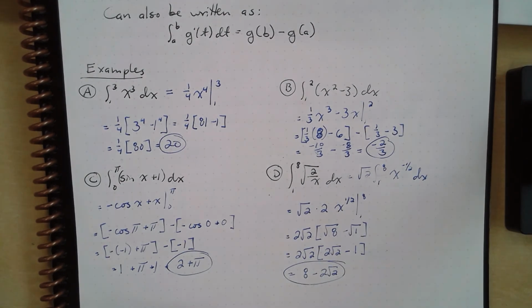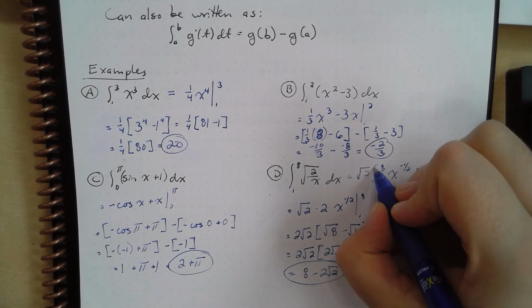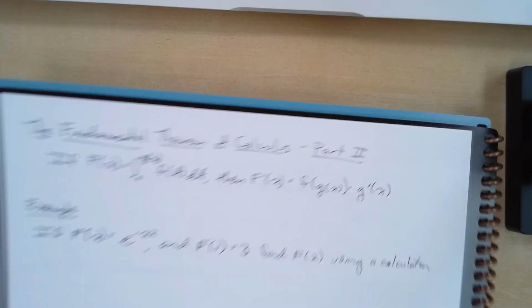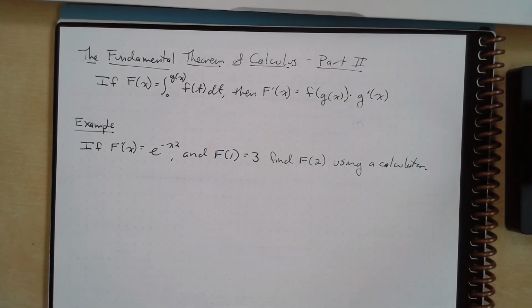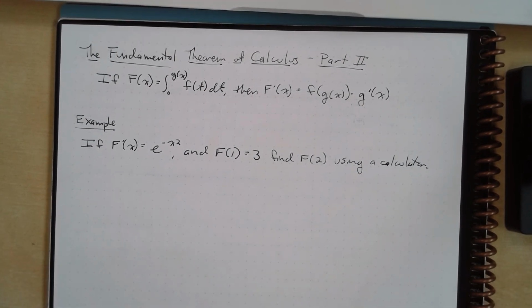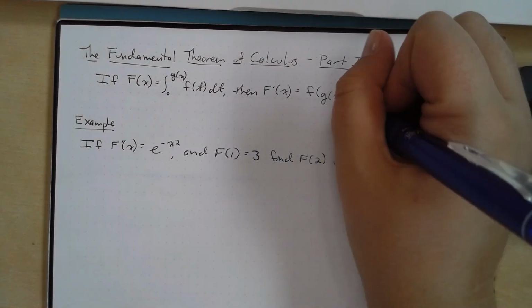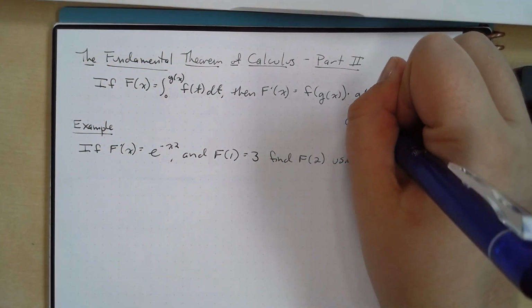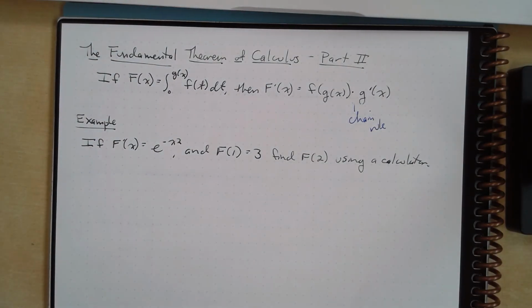Okay? So actually, let's move on here to part 2 of our fundamental theorem of calculus. The fundamental theorem of calculus, part 2. If F of x is the integral from 0 to g of x of f of t dt, then F prime of x is equal to f of g of x times g prime of x. This is the chain rule. That should look familiar to you. This is the chain rule.